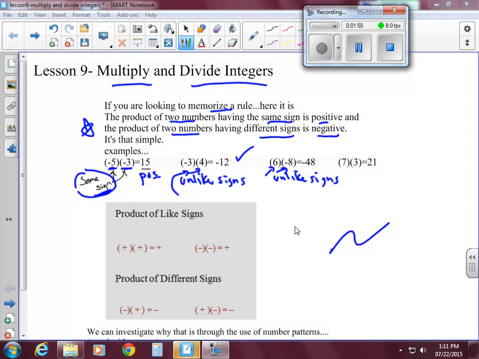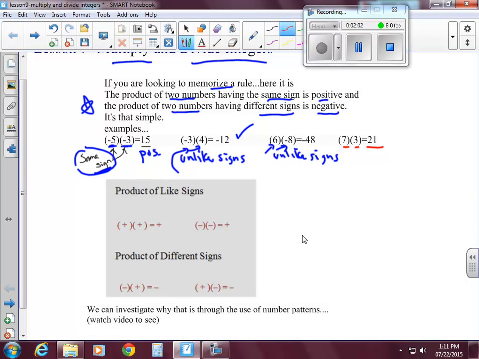We're going to look at some number patterns in a moment. And this last one, obviously, positive times a positive returns a positive. 7 times 3 is 21. So if you just think of it in terms of signs and no numbers, positive times positive returns a positive. Negative times negative returns a positive. That's what we mean by like signs. Here, negative times a positive returns a negative. Positive times a negative returns a negative. So you do have to devote that to heart.